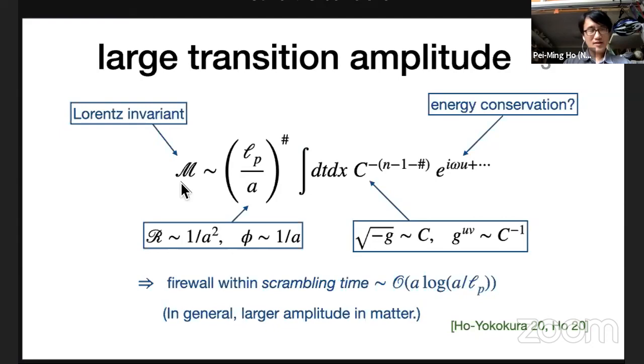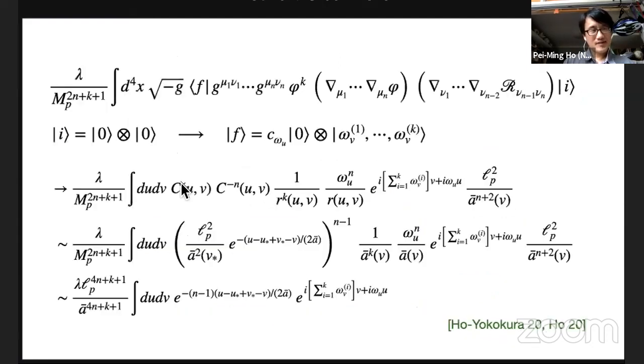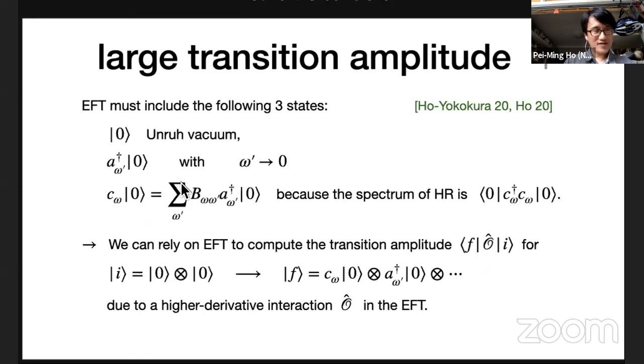No. So actually, maybe I should be more careful. Firstly, we assumed that you have this state, right? Because if you don't have this state in the effective field theory, then you don't know what is Hawking radiation. Maybe you don't have Hawking radiation at all.